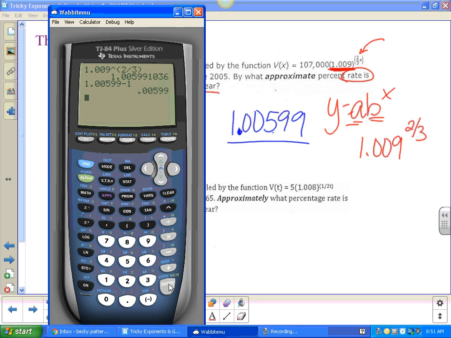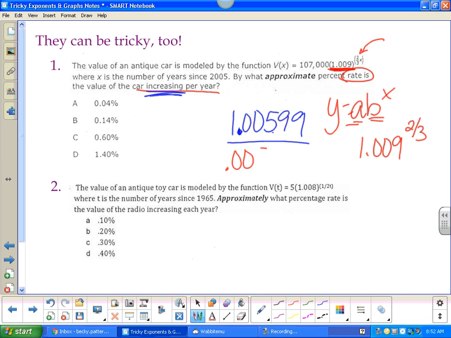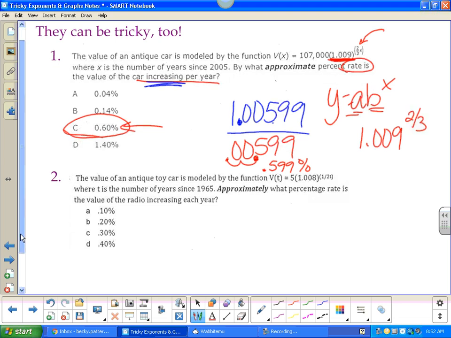Okay, so now scoot your decimal 2 places. So if I have 0.00599 and I scoot my decimal 2 places, then I'm growing 0.599%. Okay, so which one says that? Well, none of them say that, but which one rounds to that? That would be 0.6, because 0.599, the 9s would round the 5 up to a 6. So I'm growing by 0.6%.